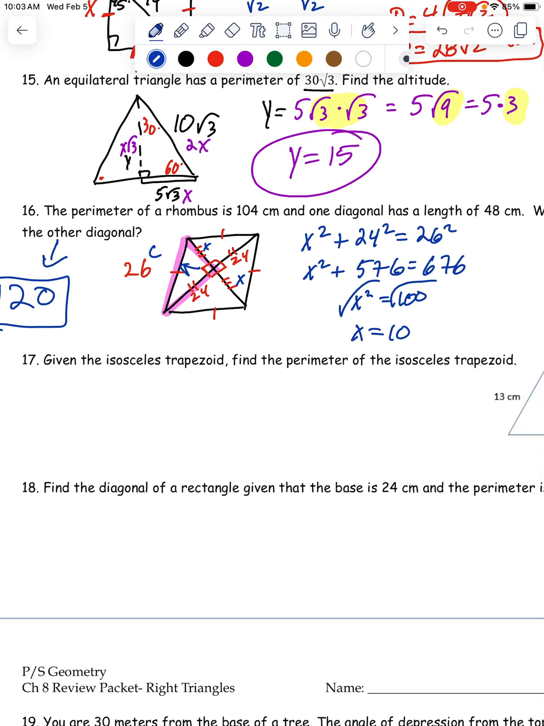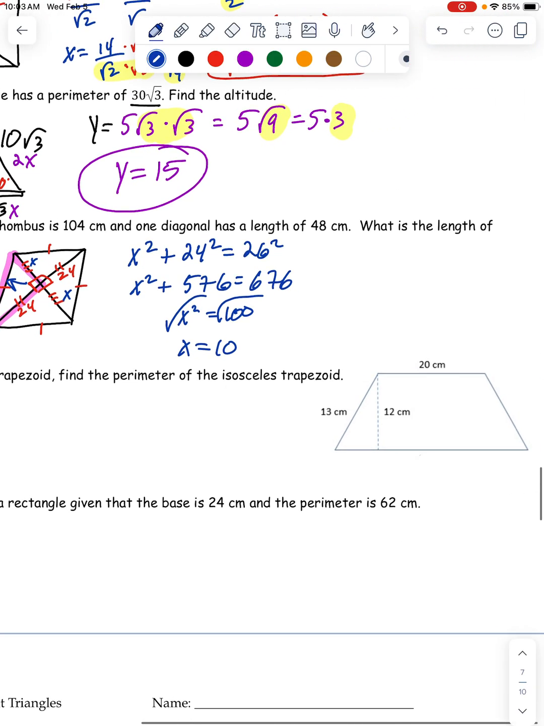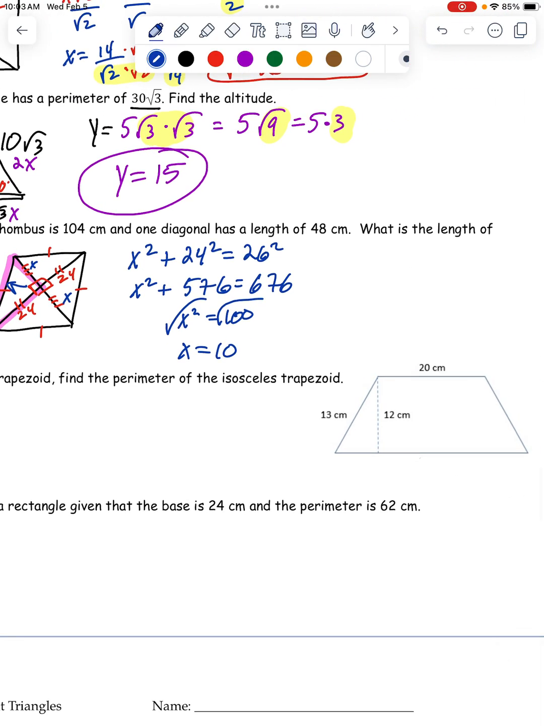All right, 17. Here we go. Find the perimeter of the isosceles trapezoid. So if it's an isosceles trapezoid, both of these are 13. Also, I can drop another altitude here. And if this is 20 here, I know that this is 20 down here. This should be a 13. I don't know what this piece is, so I can call that my X.